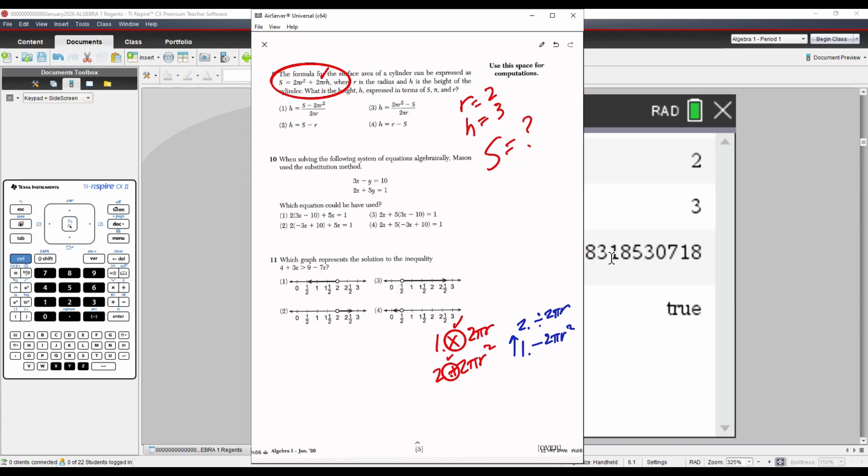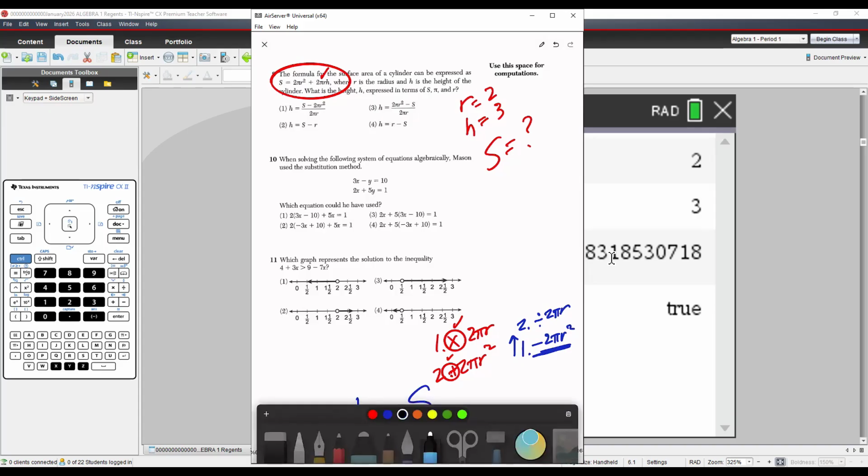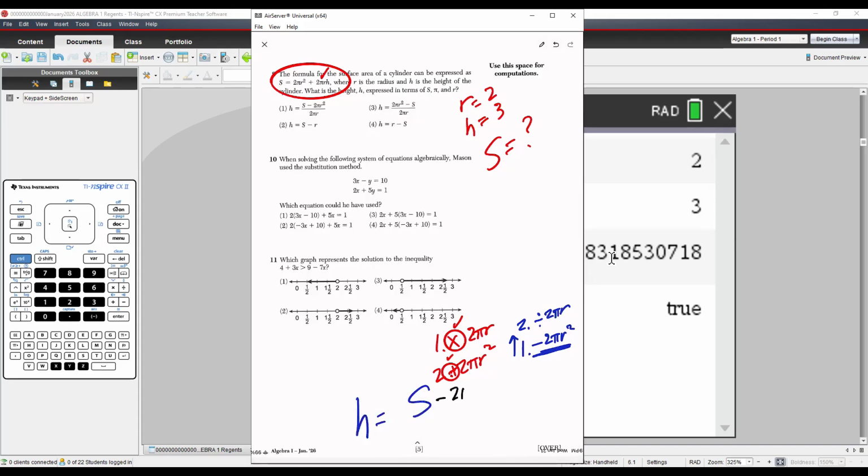So now I know h is going to be by itself. S is already on the other side. So all I'm going to do now is subtract 2 pi r squared, because that's the first thing I'm supposed to do. Done. Second thing, I'm going to divide by 2 pi r. Whatever this difference is, I'm dividing it by 2 pi r. And that's it. I don't have anything else to do. And if you look, that's the first one.